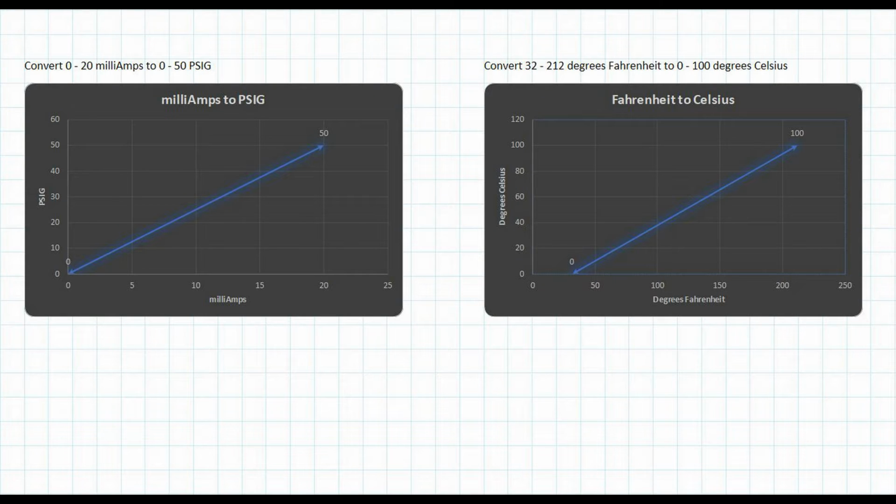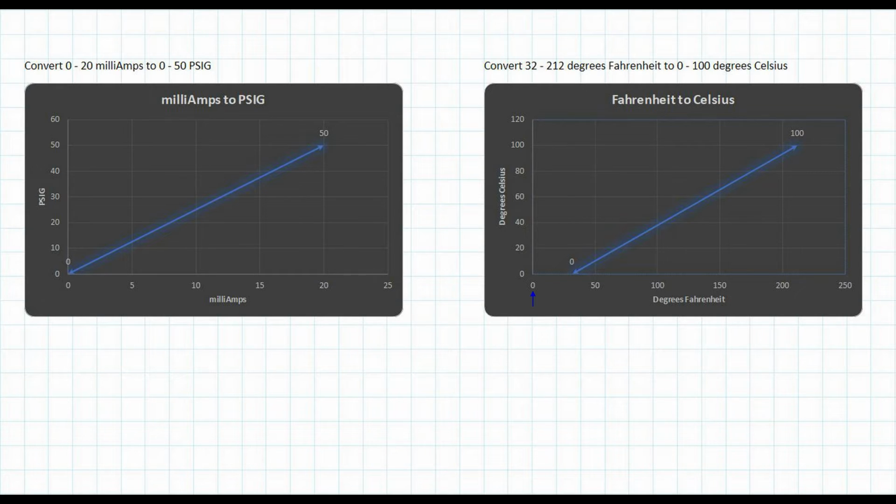In the example on the left, we have a conversion between 0 to 20 milliamps and 0 to 50 pounds per square inch gauge. The x-axis represents the original units, and the y-axis represents the units that we will convert into. We can look at the graph and guess for any given milliamp signal what the PSIG level would be. However, if we want accurate results, we need to calculate it.